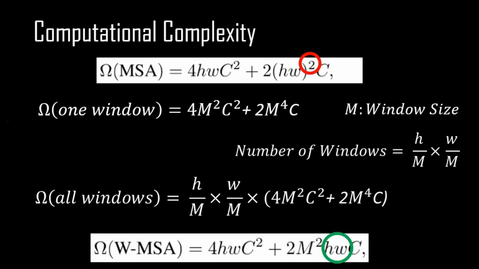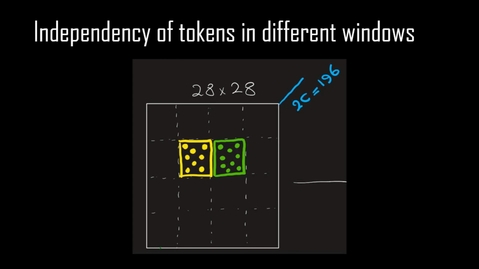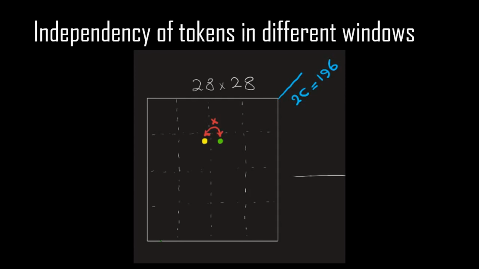Let's go forward. Now let's talk about the independency of the tokens. Let's consider two independent windows. What does that mean? It means that the tokens inside the yellow window are related to each other, but there is no relationship between these tokens. For example, even if these two tokens are very close to each other, and maybe they are part of an object and we want to have a relationship, in this new design, they are not related to each other.